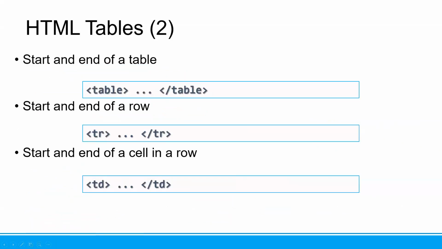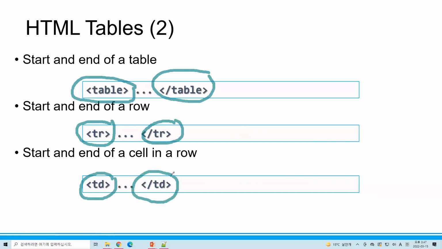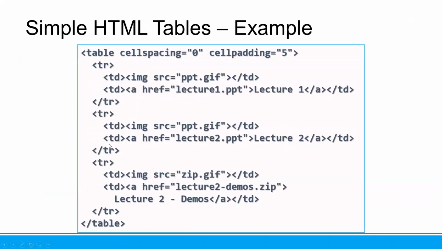So there are three things that you need to understand from the table. The first is to create the table based on the tag of table. And then you need to make a row using tr. After you have tr, you need to make a cell in a row using td. Let's see.